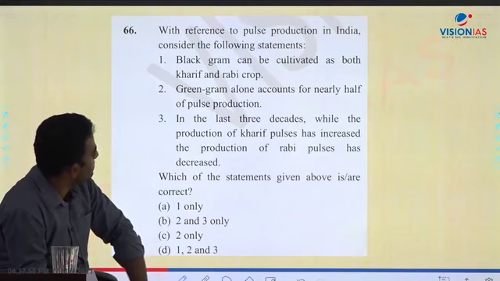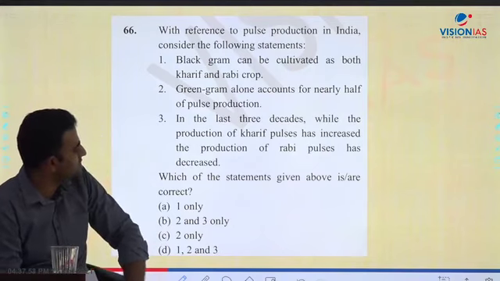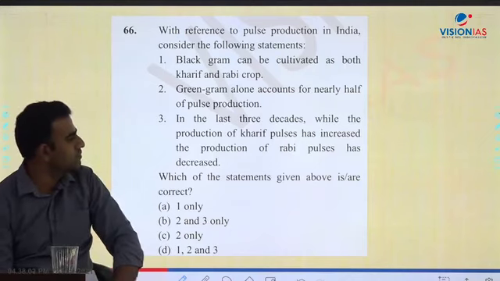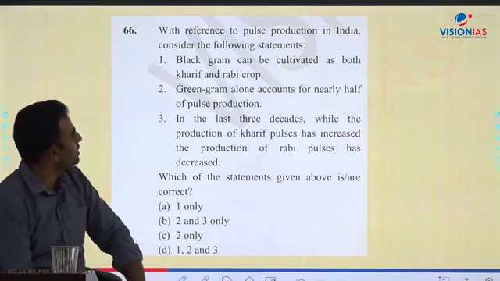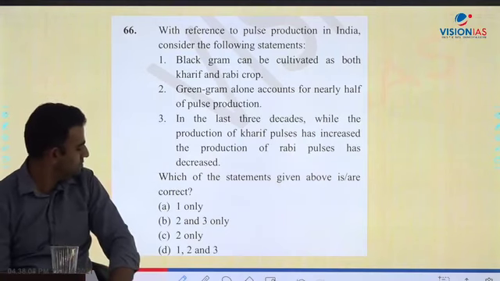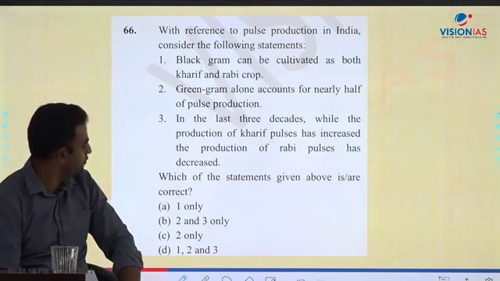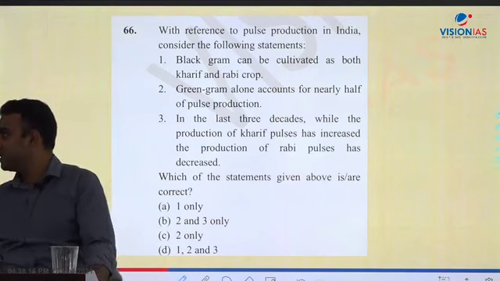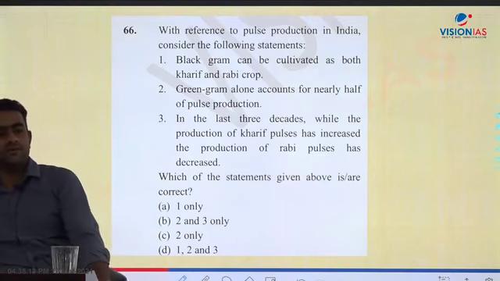In the last 3 decades, while the production of kharif pulses has increased, the production of rabi pulses has decreased. Green gram alone accounts for nearly half the production. This is wrong. The answer should be 1 only, actually. Okay, so this is a bit related to the trends. This is what I told you. Please refer to the survey. It is clearly given there. You can easily answer this.